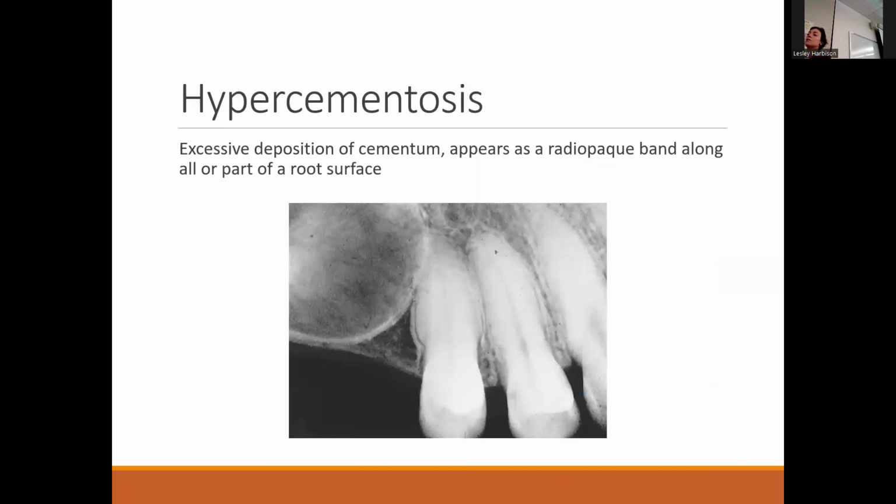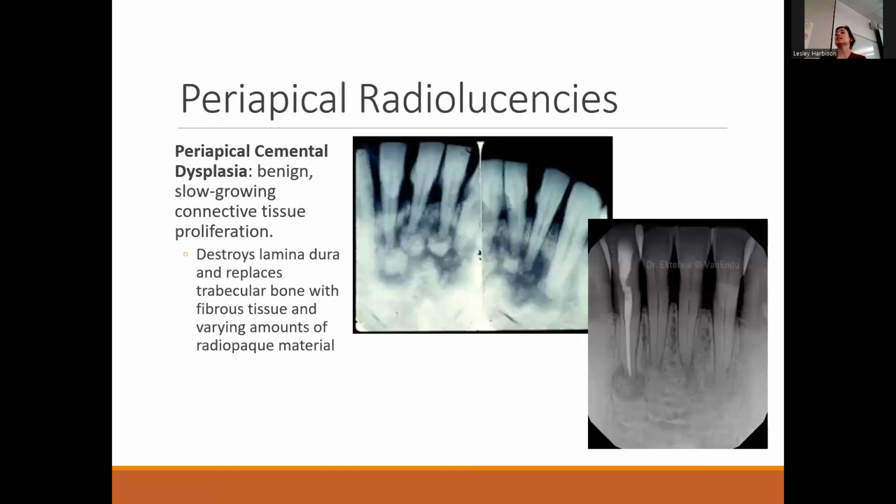Excessive deposition of cementum. So hypercementosis, hyper meaning excessive, more, lots. Hypercementosis appears as a radiopaque band along all or part of the root surface. I was talking with one of the students about cementum the other day, and usually it's very thin. Normally it doesn't affect the shape of the root. So if you have extra cementum, this is what it would look like, and you can start to see the thickness of the cementum around the roots. I don't know that I've ever seen this in real life. There's also something else funky happening over here, but the book didn't mention that at all. That almost looks like a cyst.